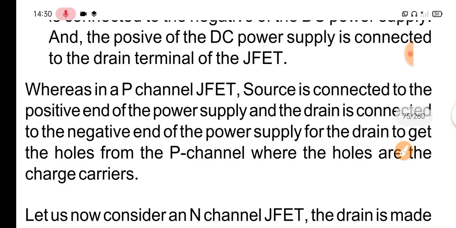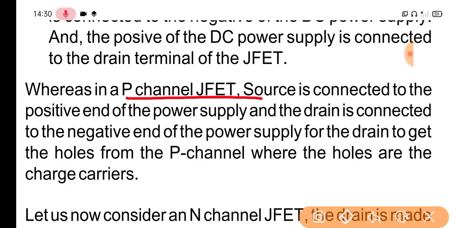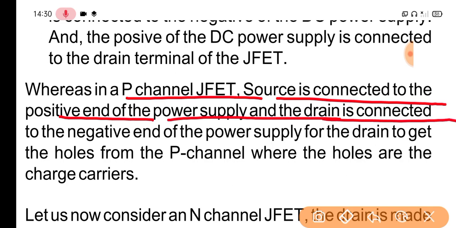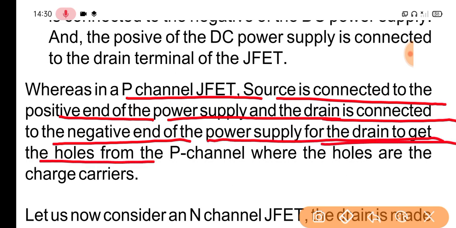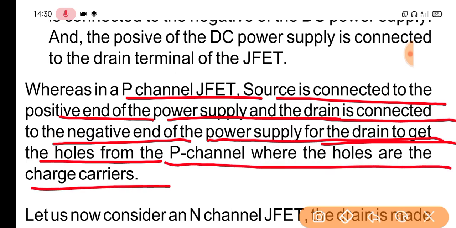Whereas in a P-channel JFET, the source is connected to the positive end of the power supply and the drain is connected to the negative end of the power supply, for the drain to get the holes from the P channel, where the holes are the charge carriers.